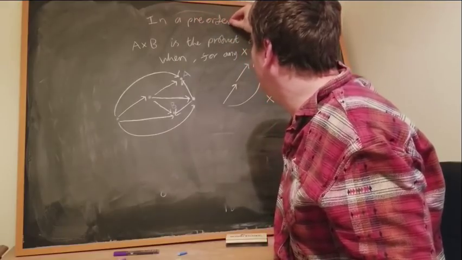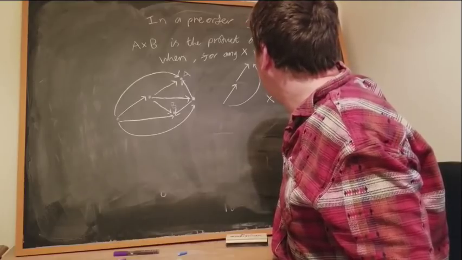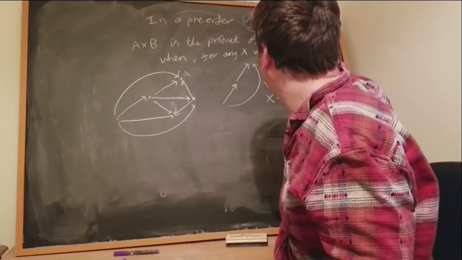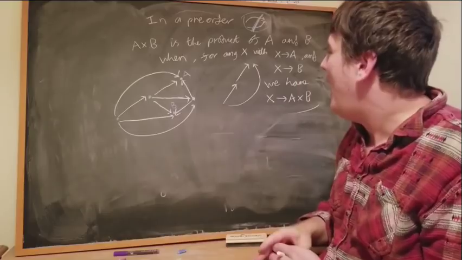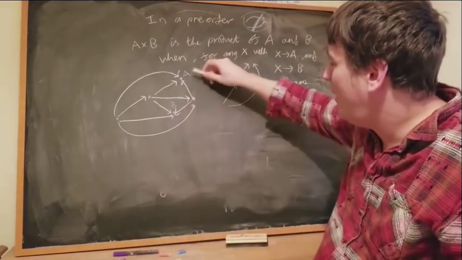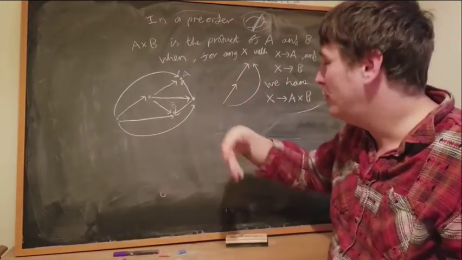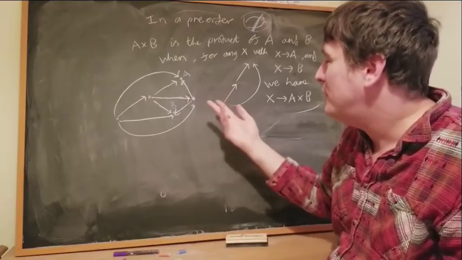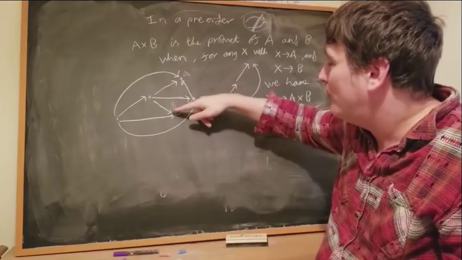In a preorder. And that's a category where we don't have any parallel arrows. So what does this look like? Well, here is a couple of objects A and B in this preordered set. I haven't drawn the identity arrows, but imagine they're there as well. So we want to work out what's the categorical product of these two.